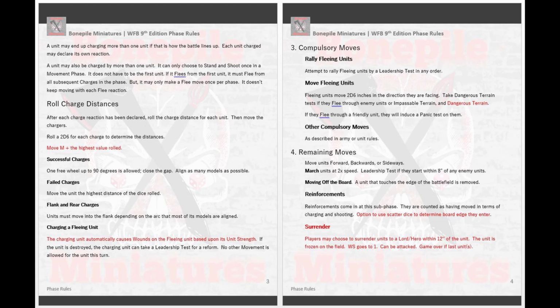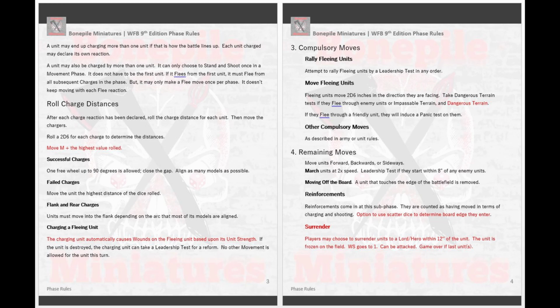It says, the charging unit automatically causes wounds on the fleeing unit based upon its unit strength. Now in the 8th edition, the fleeing unit would automatically get wiped out, no matter the size difference between the two units. And sometimes that also seemed too unrealistic. So I think this is a great rule that helps control that situation. It is now possible for a fleeing unit to survive a charge. They might just barely survive, but at least they have a chance with this rule.